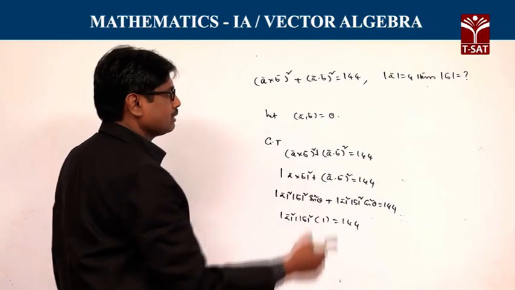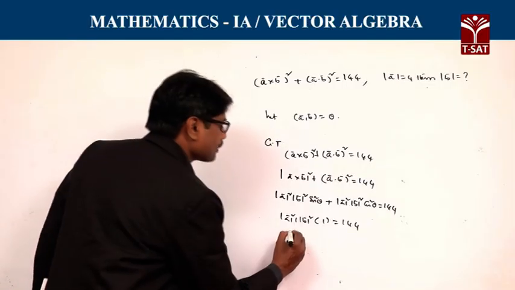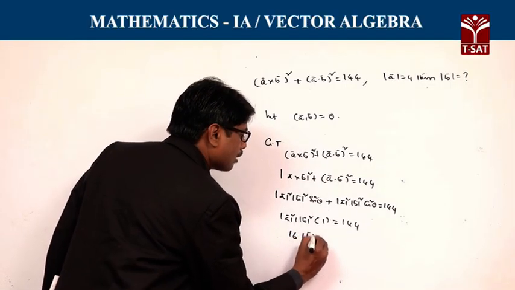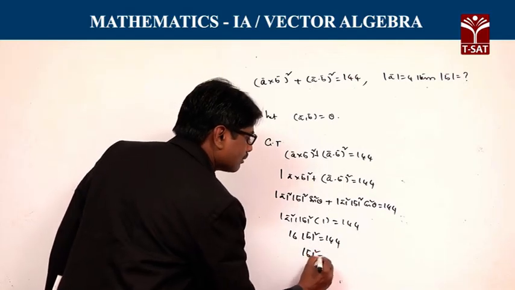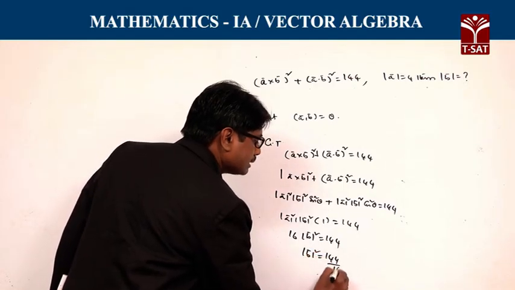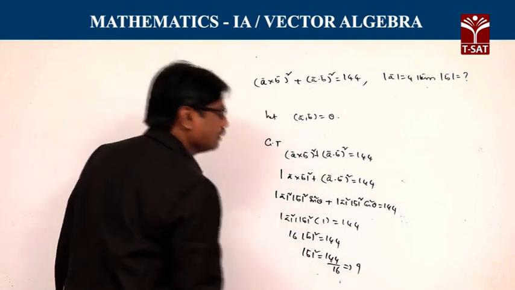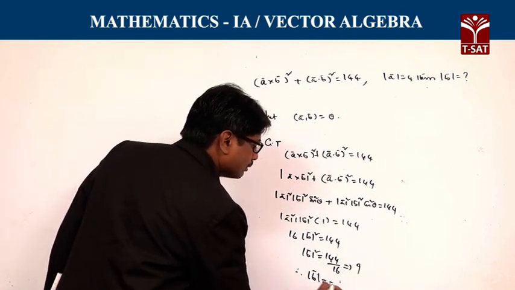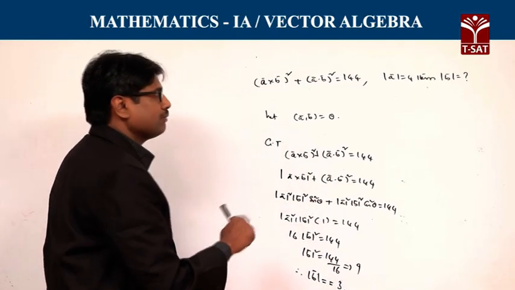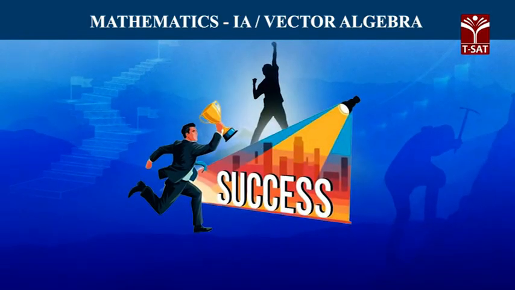Mod of a is already given, so substituting, here we get 16 times of mod of b bar square equal to 144. So mod of b square is equal to 144 divided by 16, which is nothing but 9. Therefore the length of the b bar vector is equal to 3. So this is finding the magnitude through the relation between dot and cross.